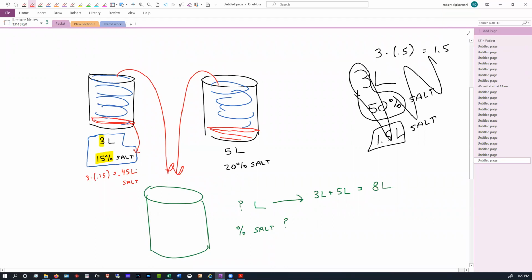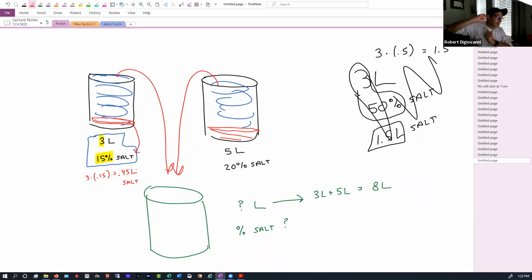Yeah, pardon me? Will it be 45%? No, we have 3 liters of mixture, right? Part of it is water, part of it is salt. If you could separate the salt out, you would have 0.45 liters of salt. If you could pull it out, okay? So that's how much there is in red here. It's 0.45 liters of salt.